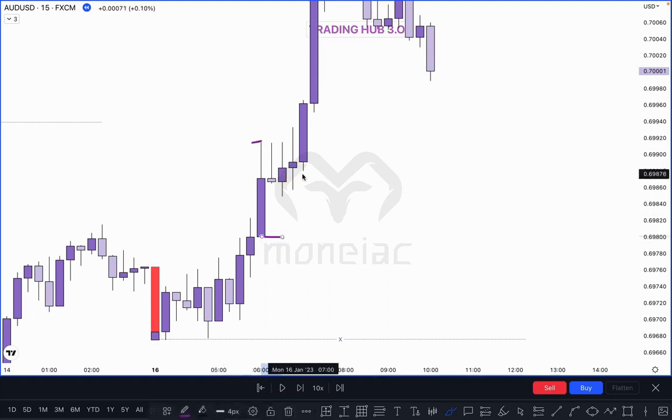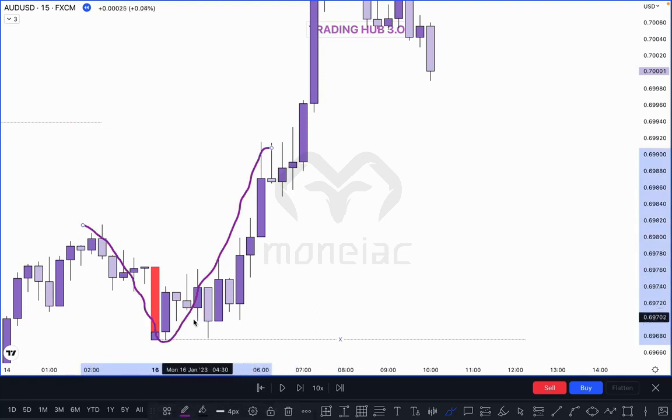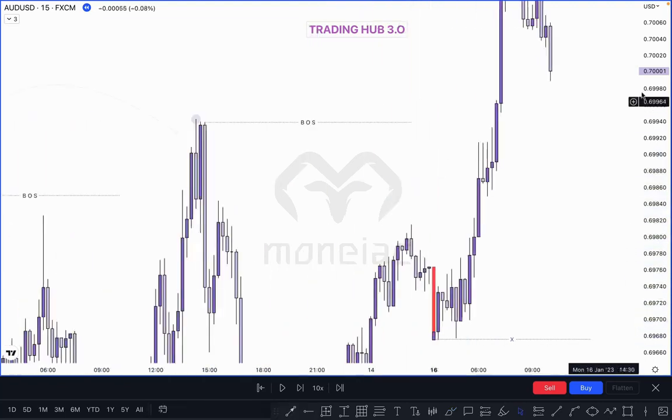That's why this is not a valid pullback as per our valid pullback theory. Okay, so what is happening here? This is our actual pullback, and the market must take out this pullback to confirm the higher high. So let's see what happened next after this one.